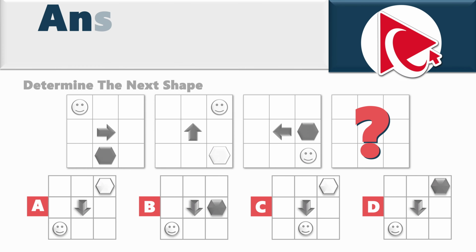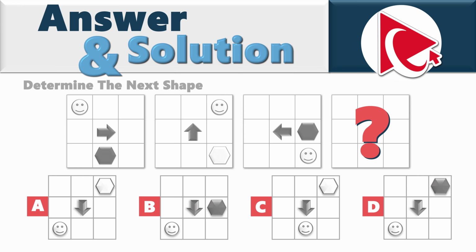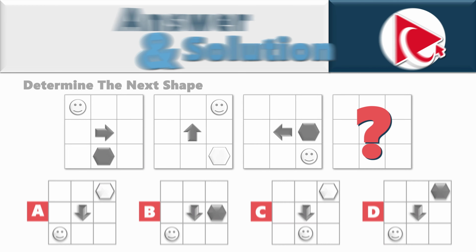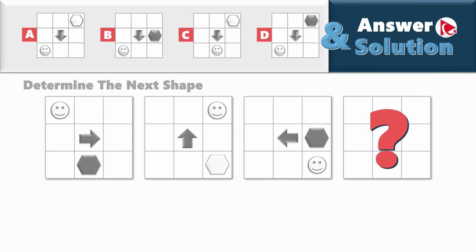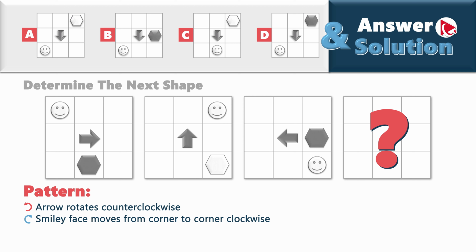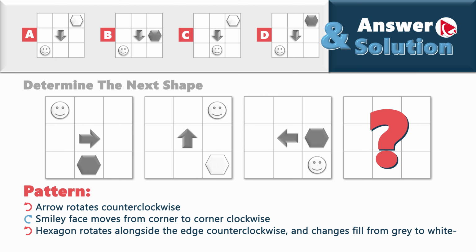The way to solve these types of problems is to look at the 3 original shapes and determine the pattern. The pattern exists for every shape inside the matrix. For example, if you look closely, you will see that the arrow rotates counterclockwise. This is probably the easiest pattern to determine. But hey, there are 2 other patterns because there are 2 other shapes. For example, the smiley face moves from corner to corner clockwise. And then the hexagon rotates alongside the edges counterclockwise and also changes the fill from gray to white.